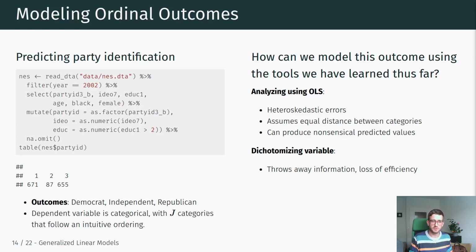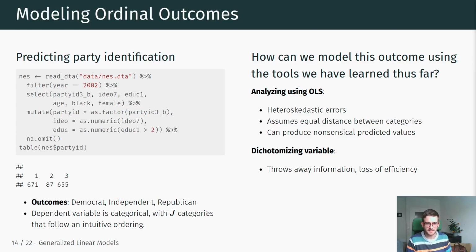Moving from Democrat to Independent versus Independent to Republican might be fairly equivalent. But if you have other types of items, particularly different types of Likert scales with more than 3 categories, then this assumption might actually be violated, right? And these might be things that you want to take into account if you want to predict your specific outcome of interest.